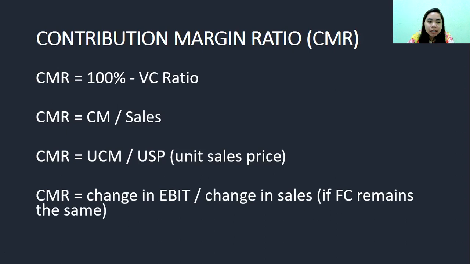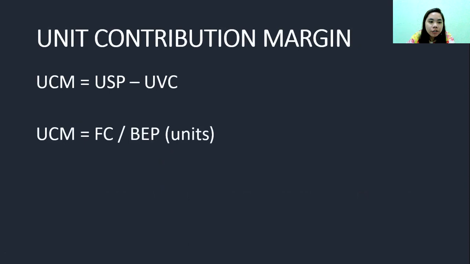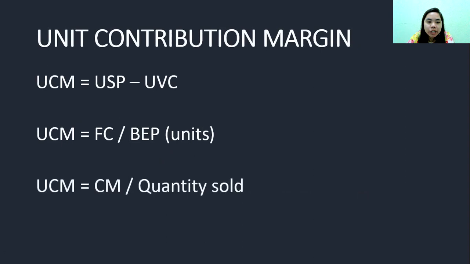if FC remains the same. We will have an example for this later. Then the unit contribution margin is your unit sales price less your unit variable cost. And the unit contribution margin is also fixed cost divided by break-even point in units, and from there you will get your unit contribution margin. It could also be derived by dividing the contribution margin by the quantity sold.